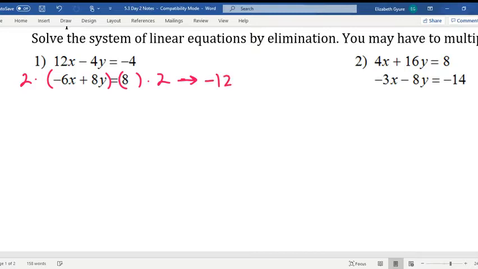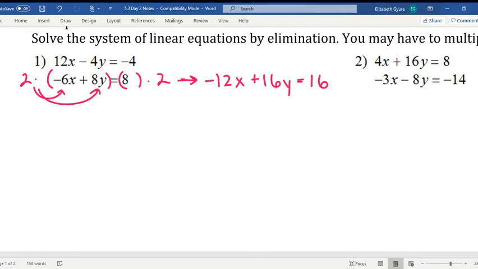Yep, negative 12x. Don't forget about the x. All right. Hayden, what is 2 times 8y? Yep, 16. Yep, so plus 16y, good, equals. And then Jake Sanders, 8 times 2 is 16. Okay. So here's my new equation on the bottom.